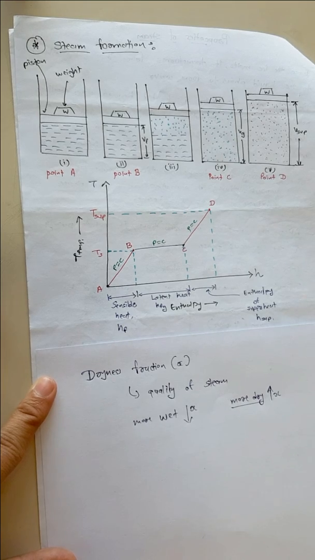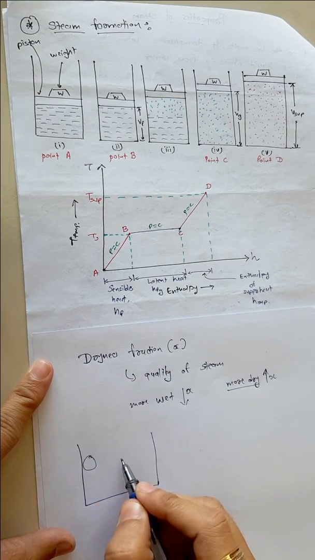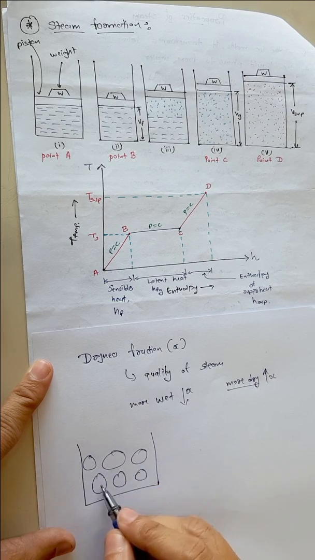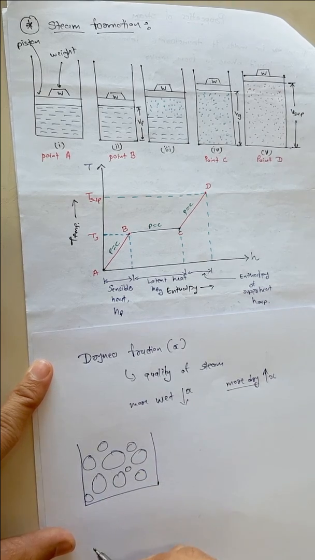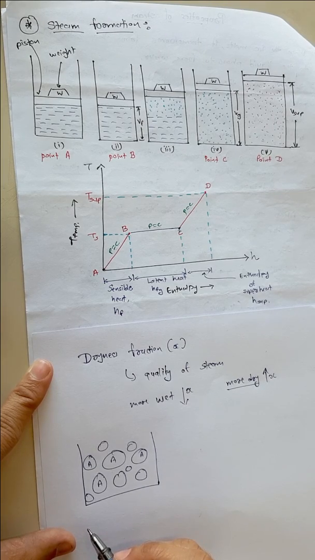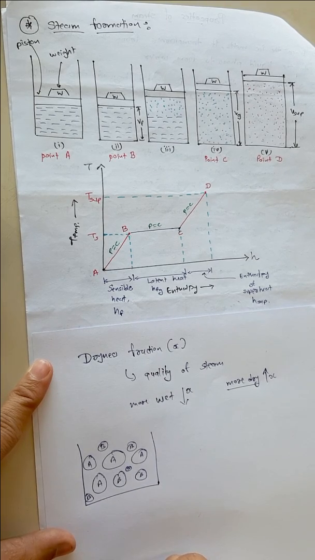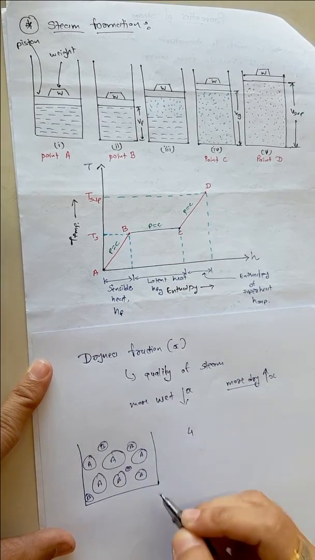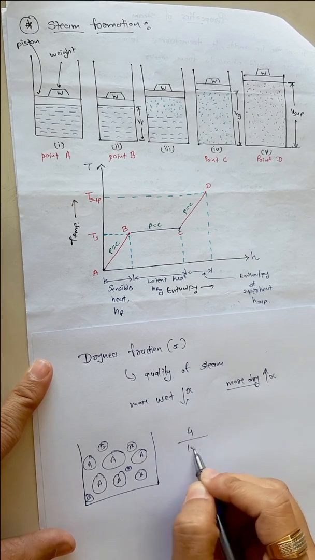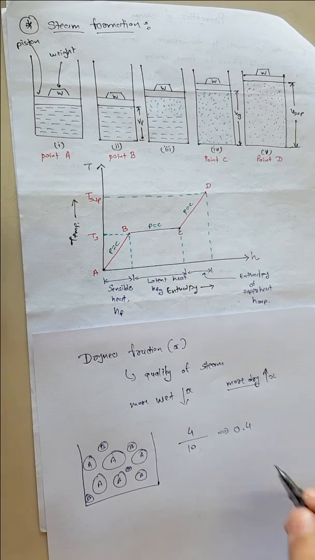Now, how to find the dryness fraction of a steam? Suppose, for example, consider a system which has 10 balls, with 4 balls of type A and the remaining 6 balls of type B. To find out how much portion of ball A is within the system, we have 4 balls of A out of a total of 10 balls. So we can say 0.4 proportion is ball A.